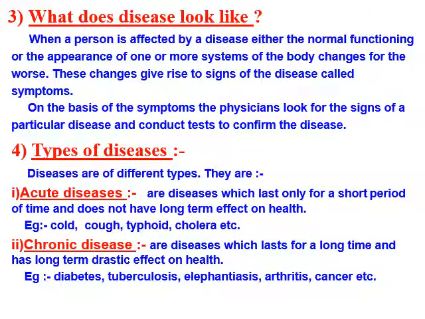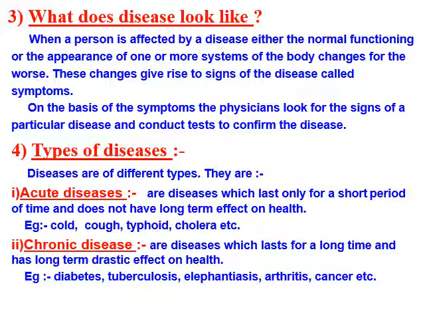What does disease look like? When a person is affected by a disease, either the normal functioning or the appearance of one or more systems of the body changes for the worse. These changes give rise to signs of diseases called symptoms. On the basis of the symptoms, the physician looks for the signs of a particular disease and conducts tests to confirm the disease.